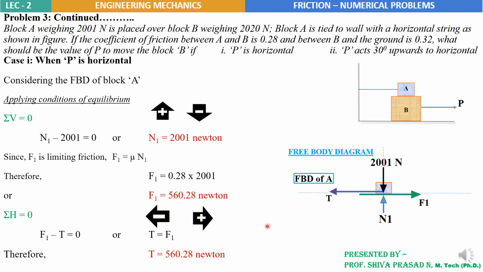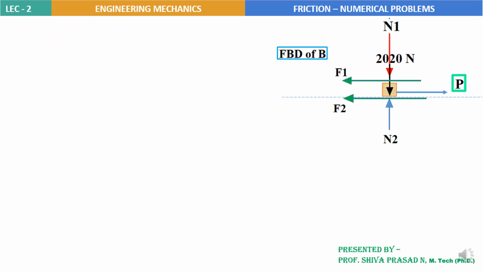Please note these are the values we have found for N1, F1 and T. Let me mark N1 and F1 in the free body diagram because these values are to be used again when we analyze the free body diagram of B. So F1 and N1 remain the same, the extra two forces I had told you. Moving on to analysis of free body diagram B. F1 we have considered the same and N1 we have considered the same, already found forces.